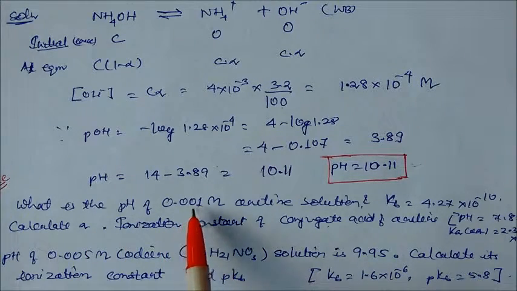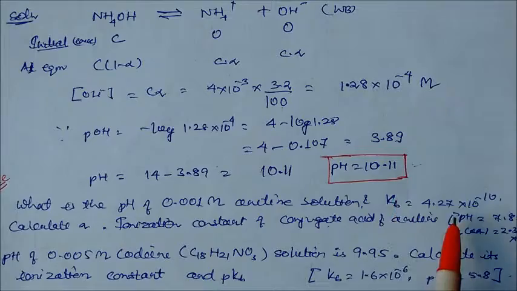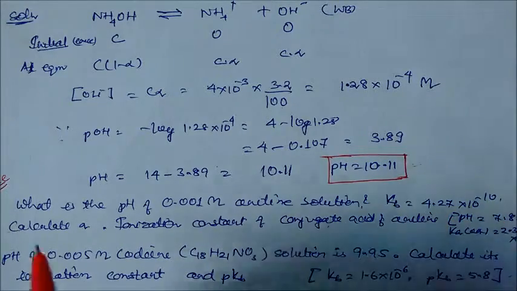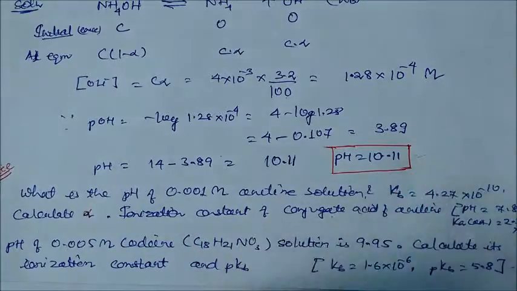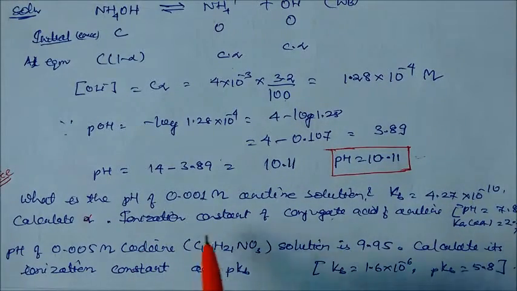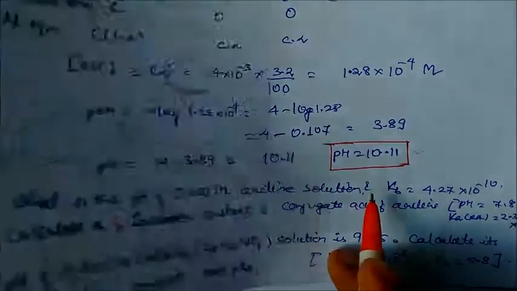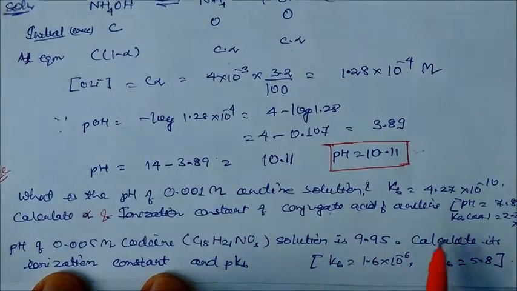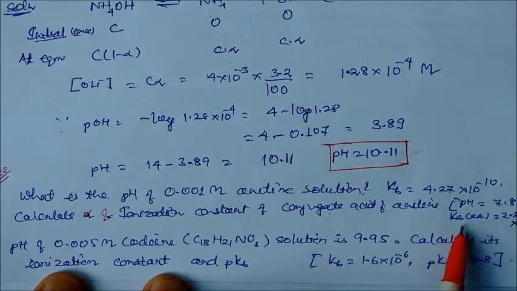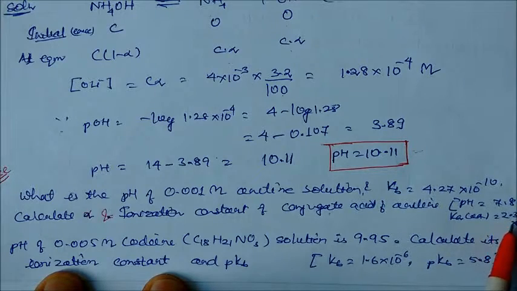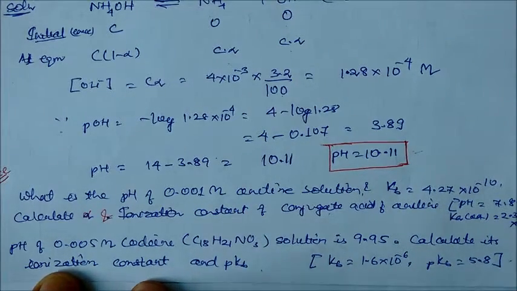What is the pH of 0.001 molarity of aniline solution? Kb is given as 4.27 into 10 power minus 10. Calculate the degree of dissociation. Second question: the ionization constant of the conjugate acid of aniline, that we also need to calculate. pH is given as 7.82 and K is given as 2.34 into 10 power minus 5. Another question: pH of 0.05 molarity of codeine solution is given as 9.95; calculate its ionization constant pKb. Solve it in the same manner and you will get the answers.